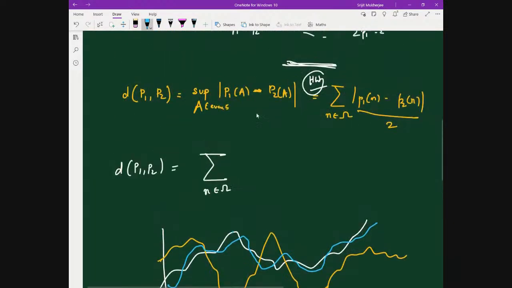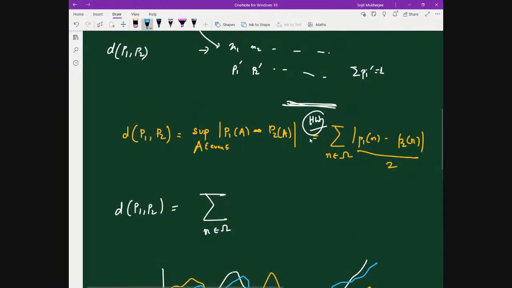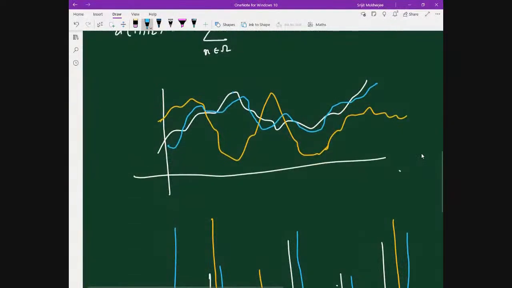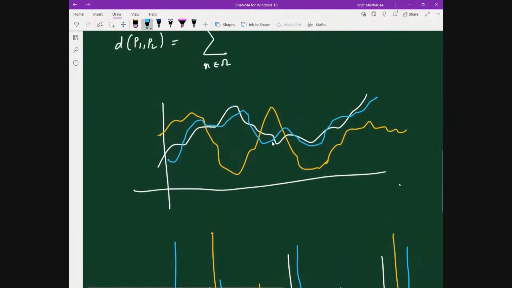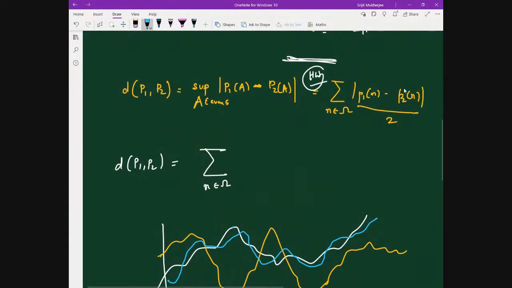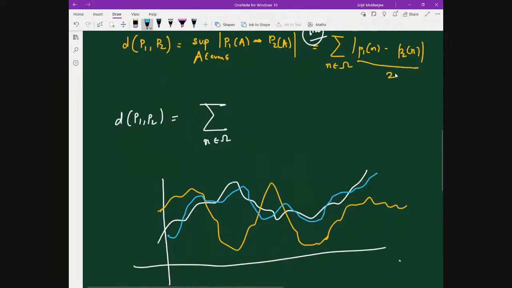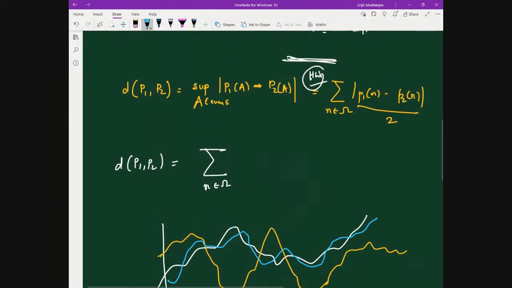So what we are saying here, it's a homework, but let's come here. For each one of them, I calculate the individual distance of probability, take the modulus, sum it, and divide by 2. This is one of the distance notions.